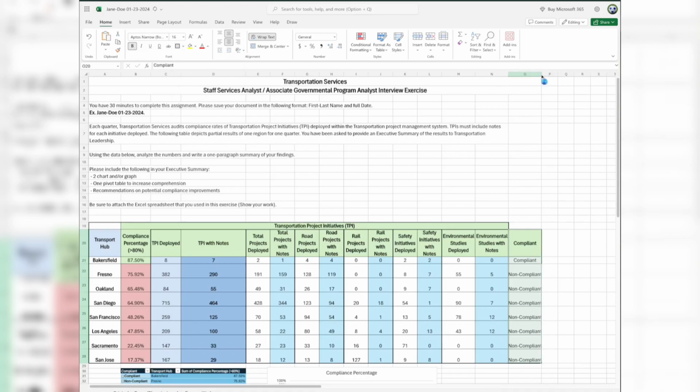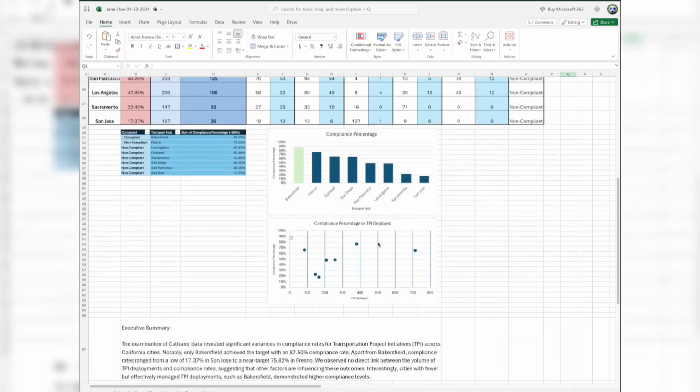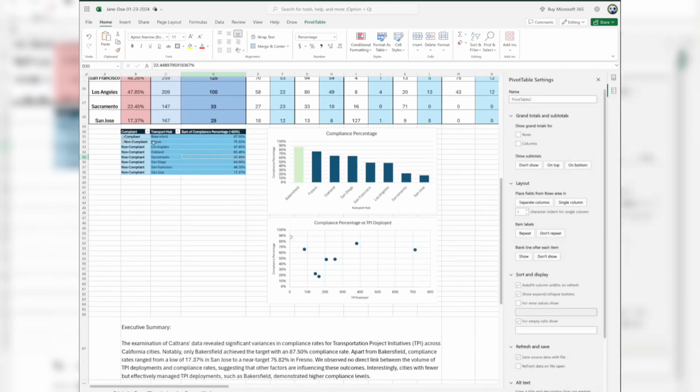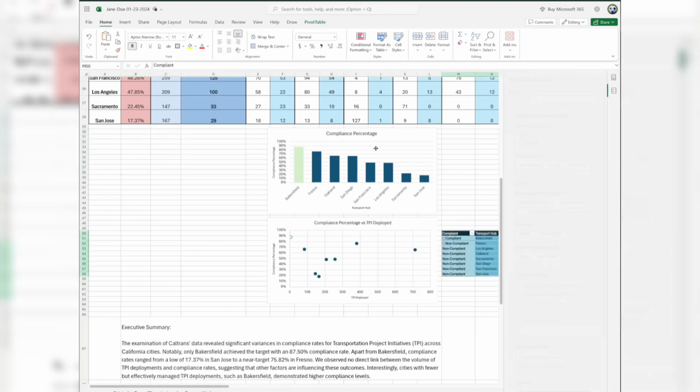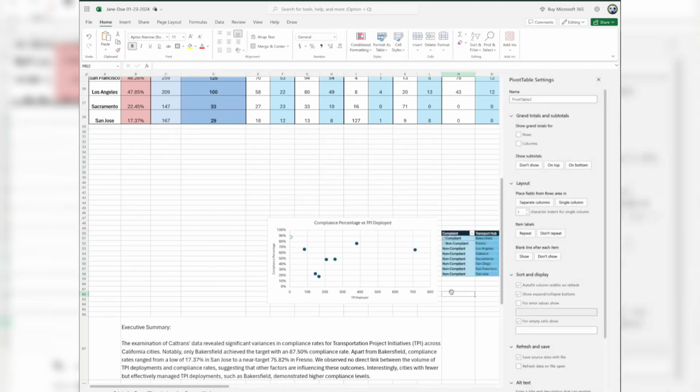Labeling is next on our checklist. Every chart and graph should have a clear, descriptive title, and the axes should be properly labeled to provide context to the data being presented. This clarity is key to making our visualizations impactful and self-explanatory.